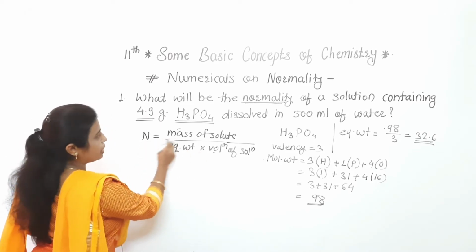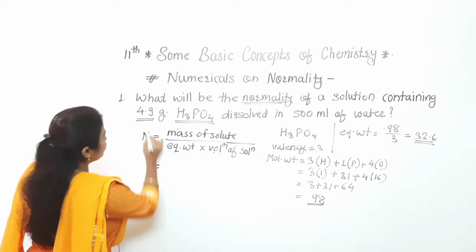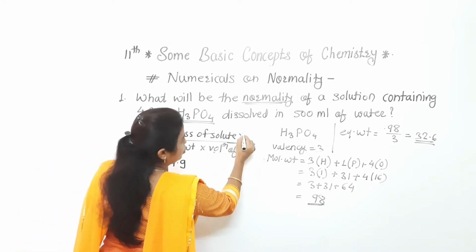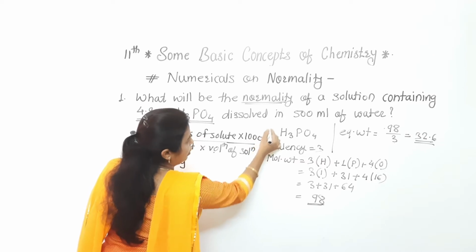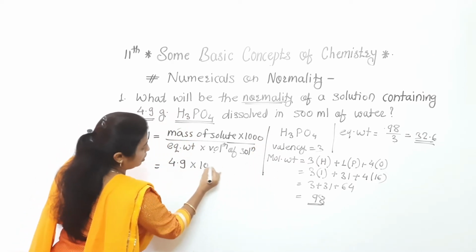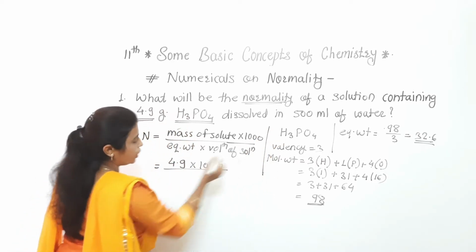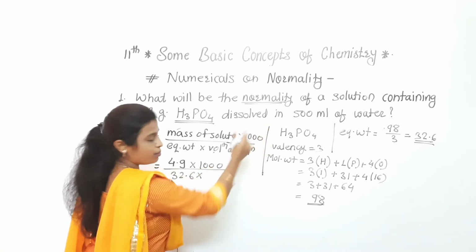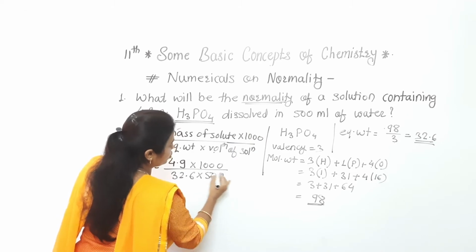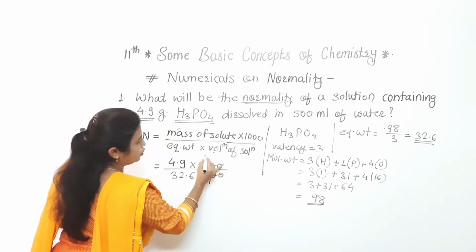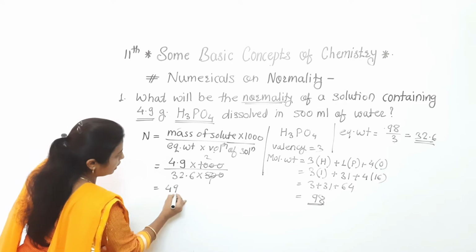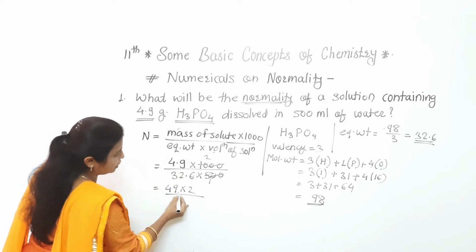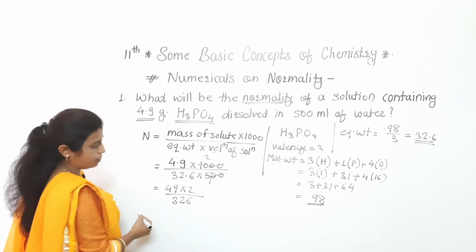What is that formula? Normality is mass of solute. What is the mass of solute? That is 4.9. That volume is given in the ml, so just we have to multiply by the 1000, divided by equivalent weight is 32.6 into volume of solution in the ml, that is the 500. So 20 will get cancelled. 5 2s are 10. So 4.9 into 2. Now see here, 1 decimal I have shifted. So in this way 49, and here 326 will be there.